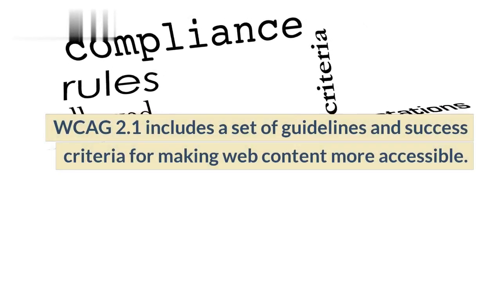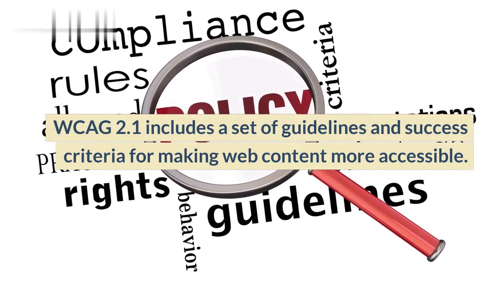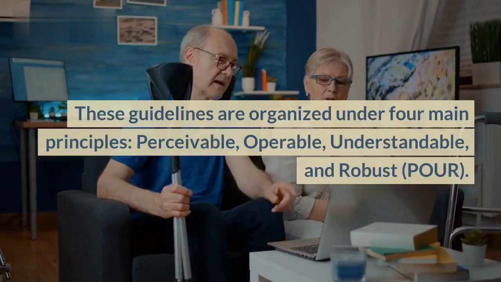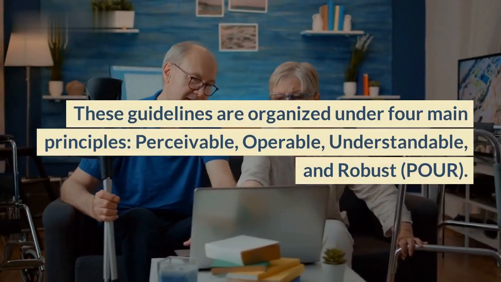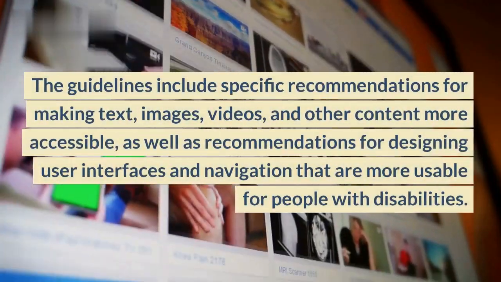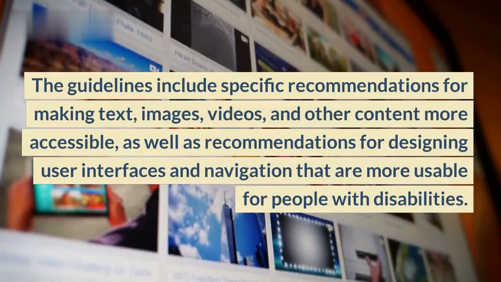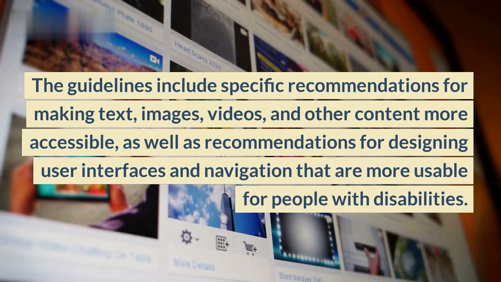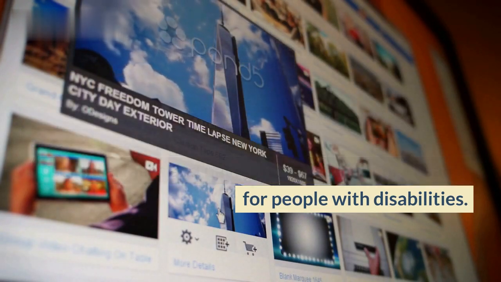WCAG 2.1 includes a set of guidelines and success criteria for making web content more accessible. These guidelines are organized under four main principles: perceivable, operable, understandable, and robust, POUR. The guidelines include specific recommendations for making text, images, videos, and other content more accessible, as well as recommendations for designing user interfaces and navigation that are more usable for people with disabilities.